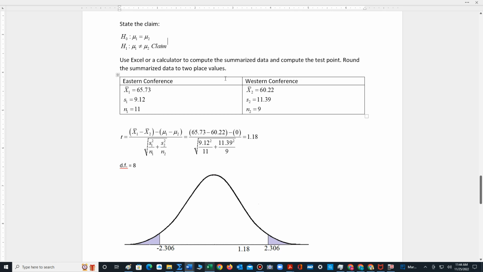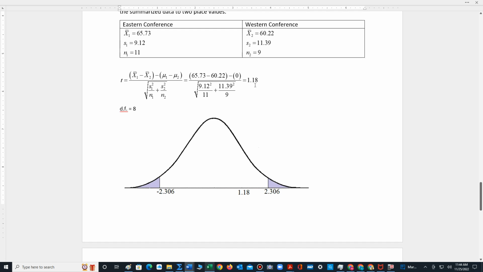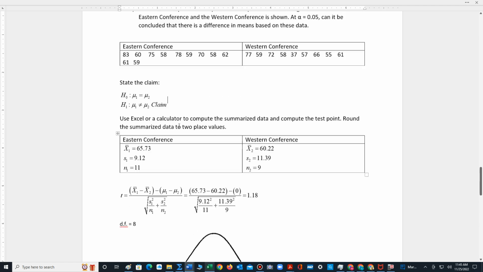And I've already transferred them here, so we're going to go ahead and calculate. And we end up with 1.18 after we perform our computations. For degrees of freedom, first we calculate n1 minus 1, that's 10. n2 minus 1 is 8. We pick the smaller, so degrees of freedom is 8.